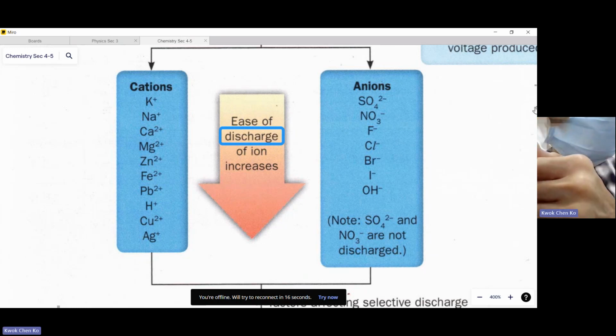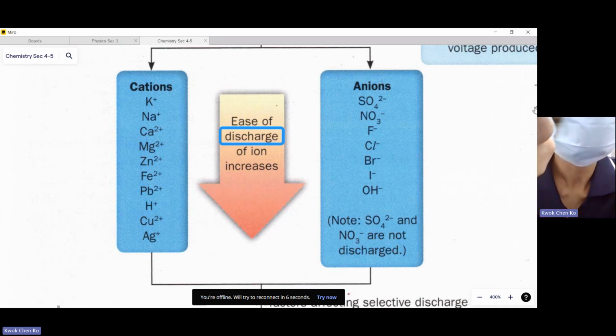By the way, do you notice this sequence looks like your metal reactivity series? Of course, they miss out a few other items, but if you follow the same order. So that's why, guys, try to remember your reactivity series soon.